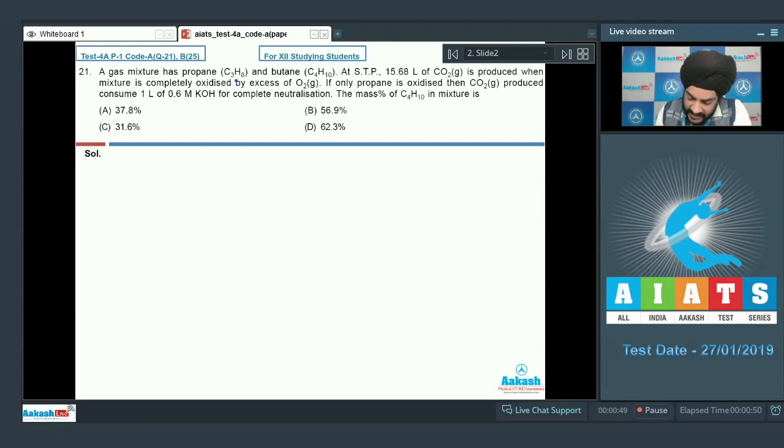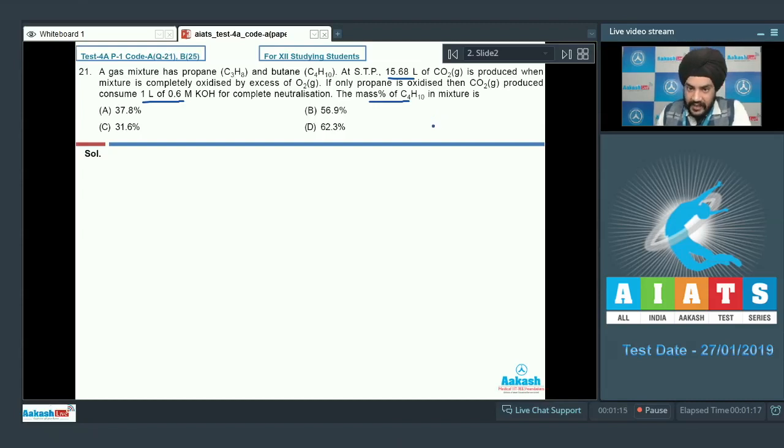A gas mixture has propane and butane. At STP, 15.68 liters of CO2 is produced when the mixture is completely oxidized by excess of oxygen. If only propane is oxidized, then the CO2 produced consumes 1 liter of 0.6 molar KOH for complete neutralization. So the examiner is interested in the mass percentage of butane in the mixture. So let us figure out the data which is given to us.